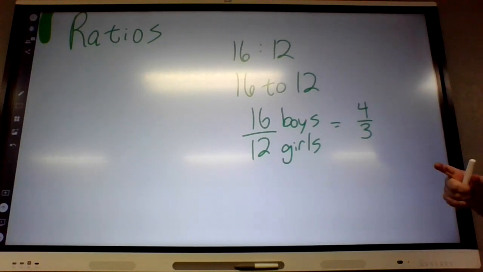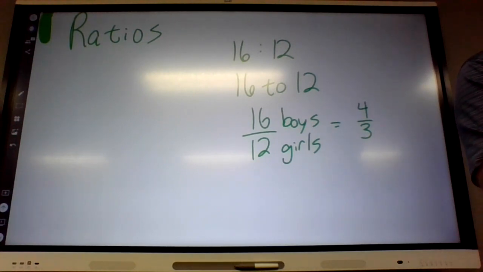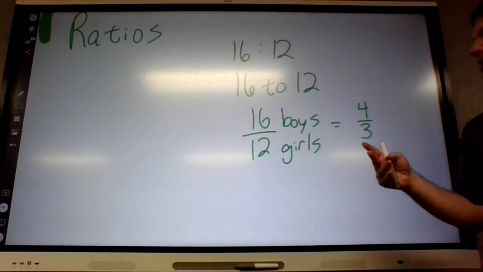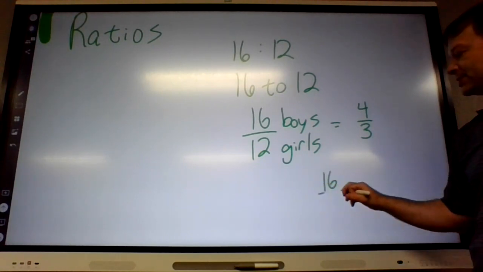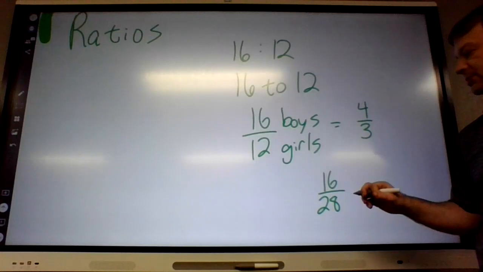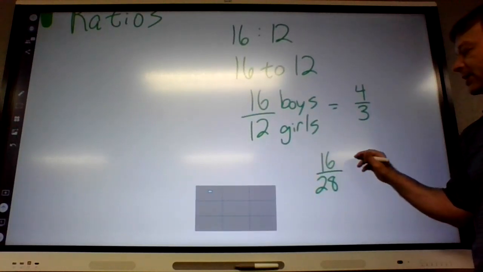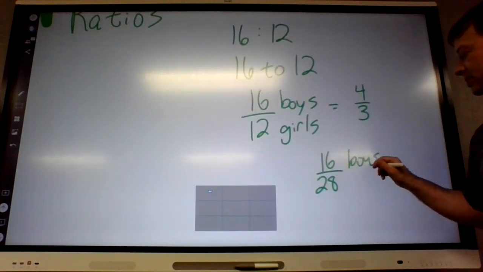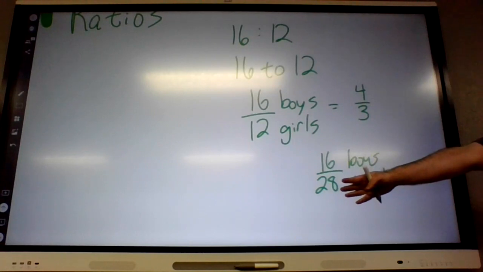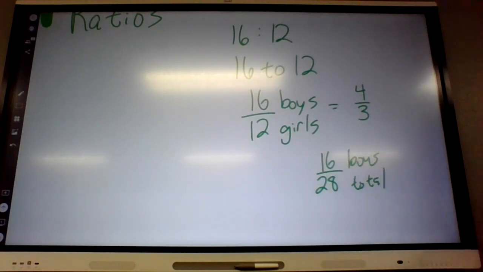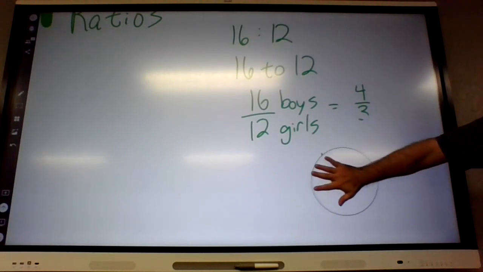A fraction is like a ratio, but it compares a group to the total instead of just two different groups. So, like the fraction in this class that are boys is 16 to 28. So it's like boys to total in the class. So fractions are a kind of ratio, but they just compare out of the total.